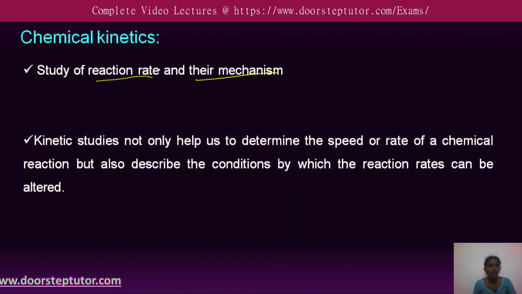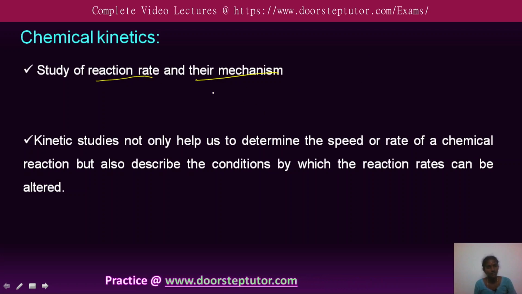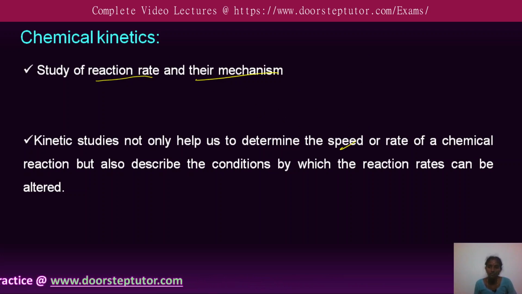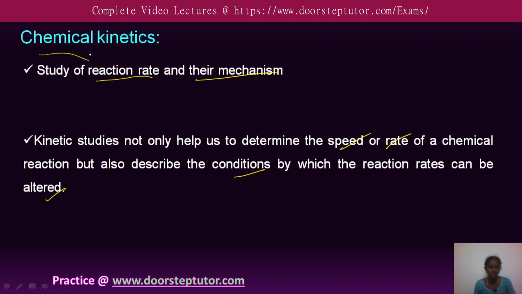By using reaction kinetics, one can control the reaction, and if variation in conditions occurs, how the reactions vary will be studied. By using chemical kinetics, we not only determine the speed or the rate of the reaction, it also describes the conditions where the reaction rate is altered, that is by changing conditions like concentration, temperature and pressure. How the reaction variation occurs is also studied through chemical kinetics.